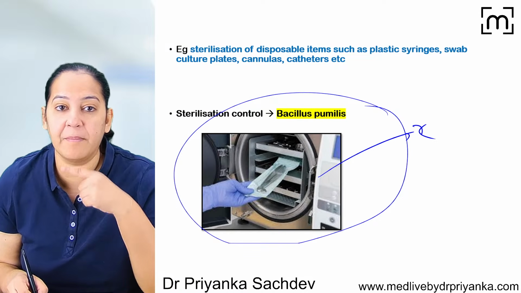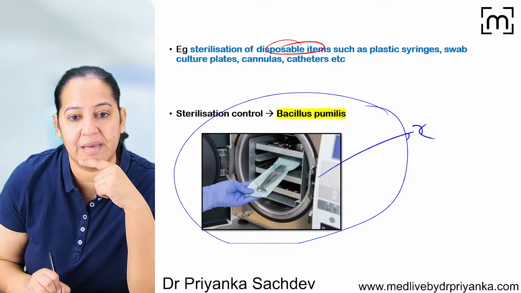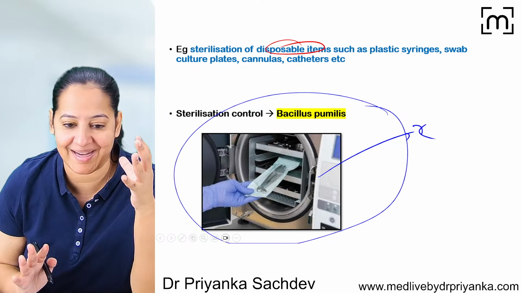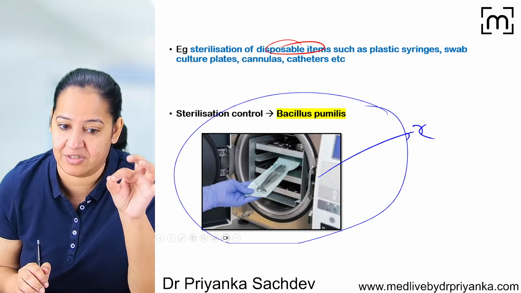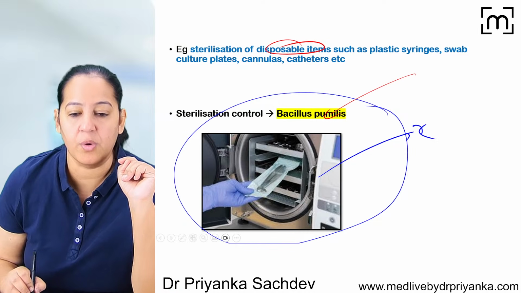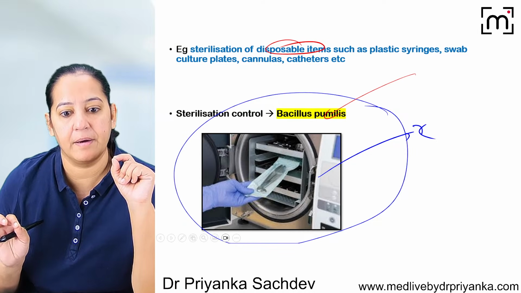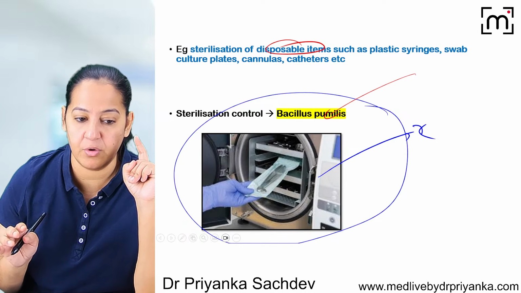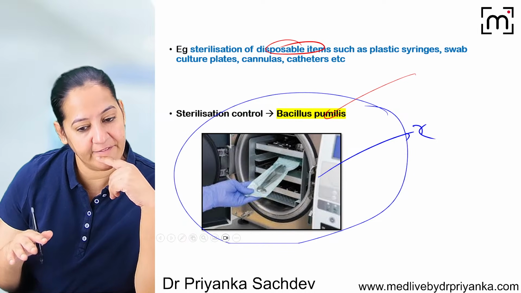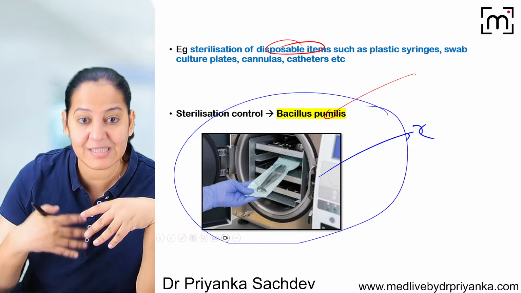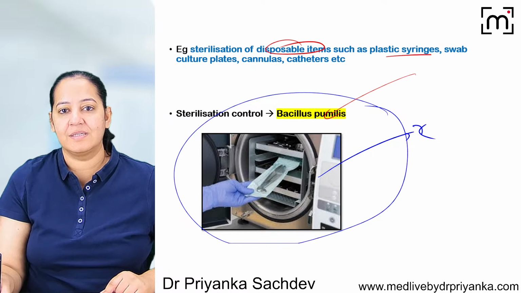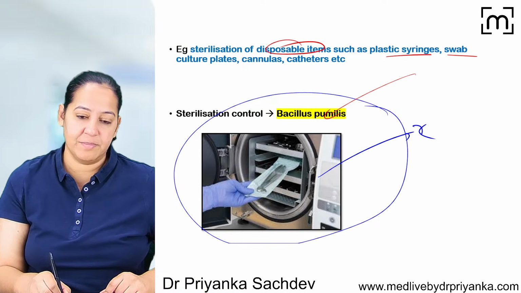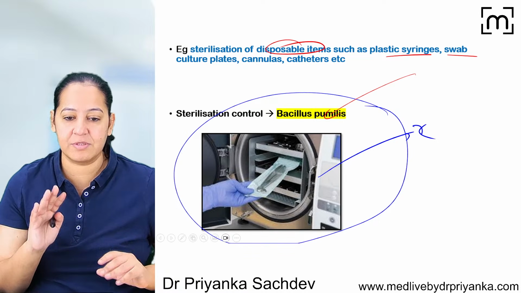What are the uses of gamma rays? Basically, it is used for disposable items. The syringes are in packets. Catheter is in packet. The packet is sterilized by this. If it is a plastic syringe or something, it will be sterilized by other method, but the packets of that is sterilized by this method, the disposable item. Okay, so plastic syringes, swab, all the disposable items, the packets also and the syringes also, I'm sorry.